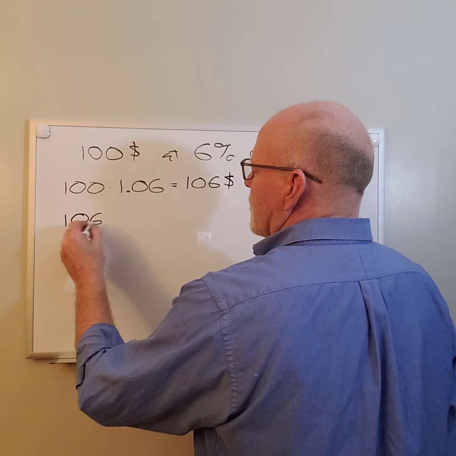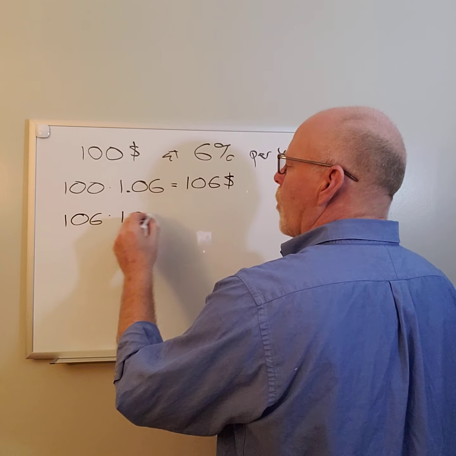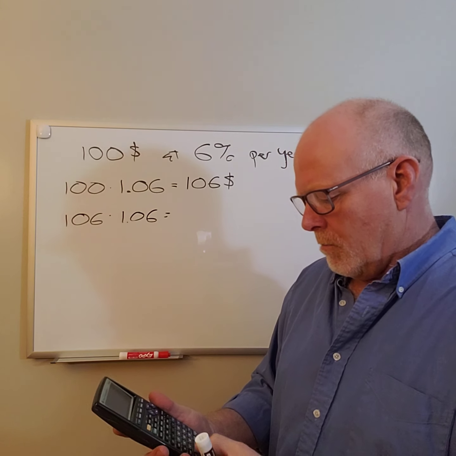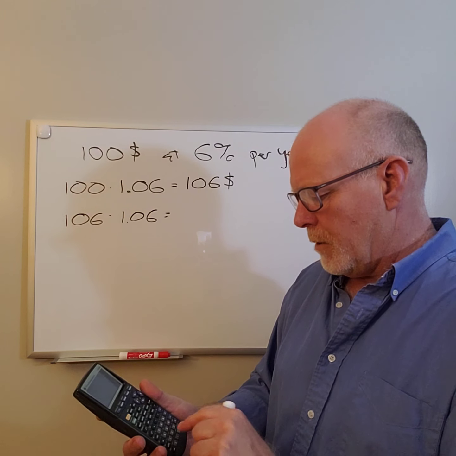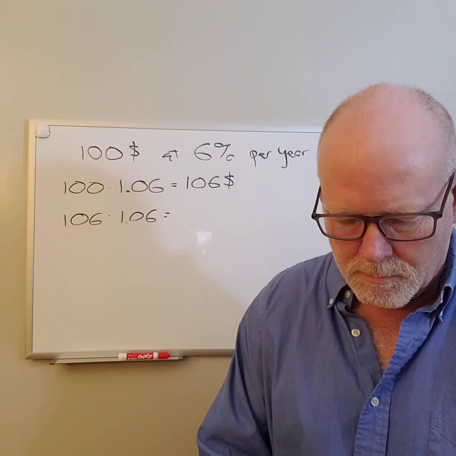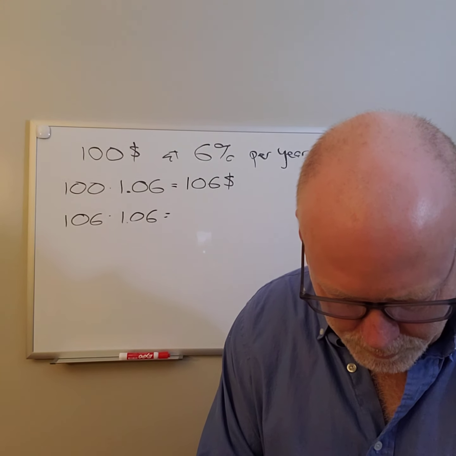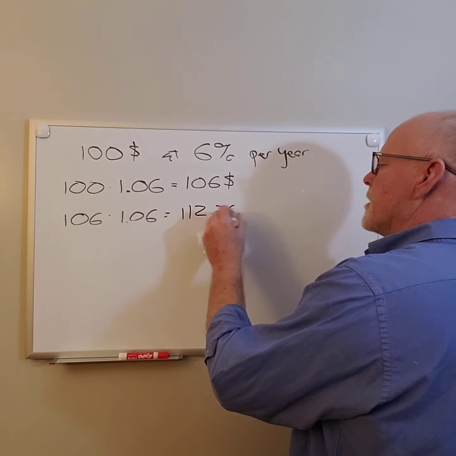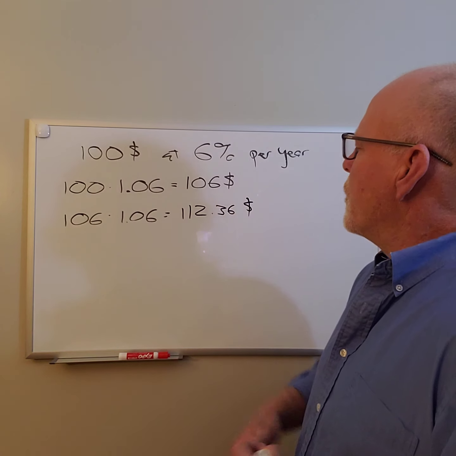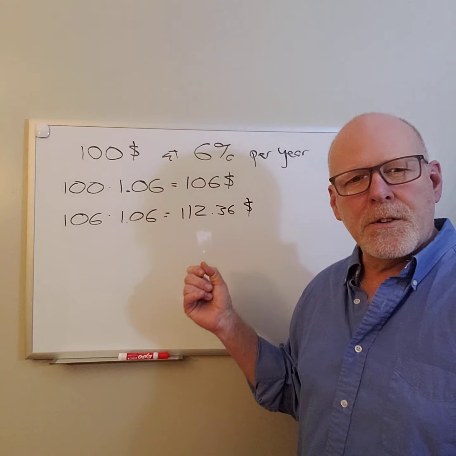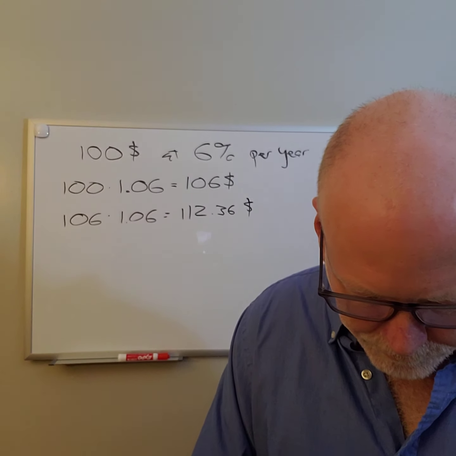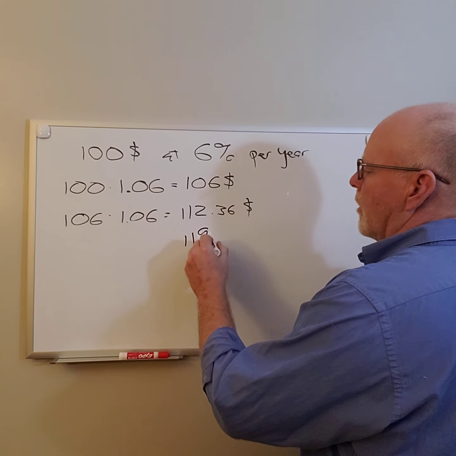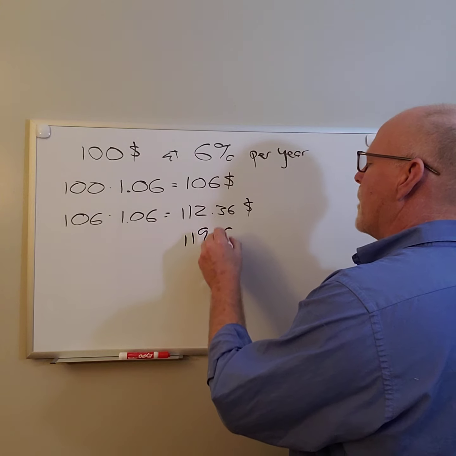Then I'll take that $106, leave it in there for another year, multiply by 1.06 again, and see what I've got at the end of the second year. 100 times 1.06 times 1.06 is going to give me $112.36. So the first year I earned $6, the second year I earned $6.36. Cool. I leave it in there for another year, times 1.06 again, and I get $119 and some amount of change, about 10 cents.